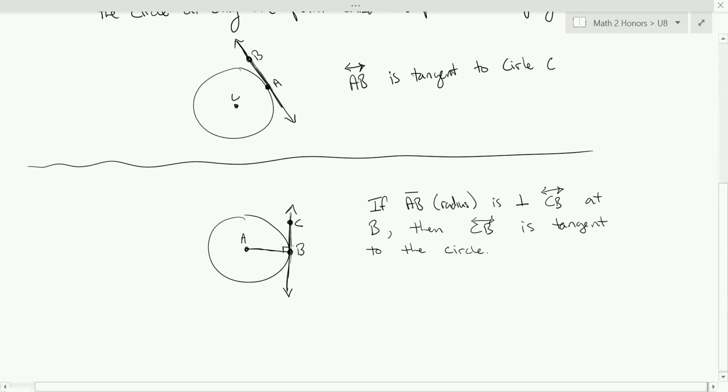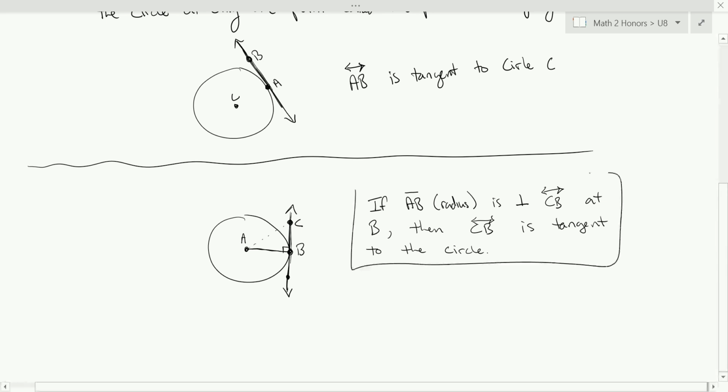Because if you pick any other point on that line, let's look at point C, point C has to be further away from A than point B. Just for the fact that in a right triangle, that's your hypotenuse, and the hypotenuse is always the longest side. And so if it's longer, there's no way it's going to hit the circle, because your radius is from A to B, and you're looking at something further than the radius, so it's got to be outside the circle. You can think through that a little bit, but that's the idea. So if the radius is perpendicular to a line at a point on the circle, then that line will be tangent, in fact.